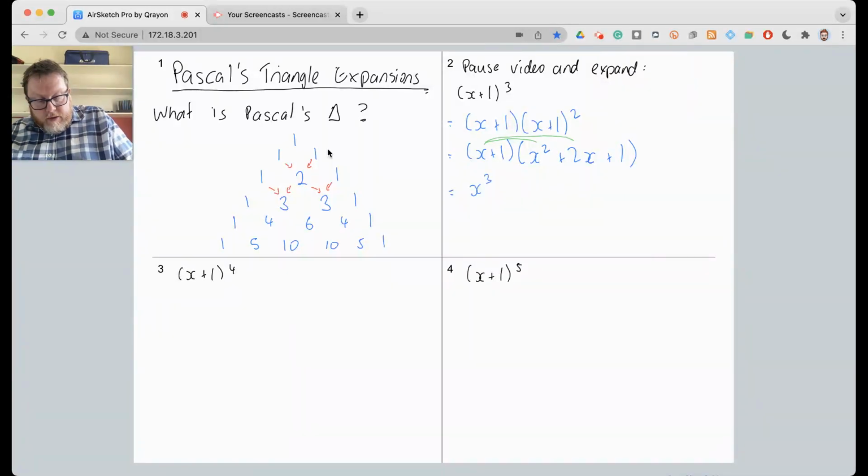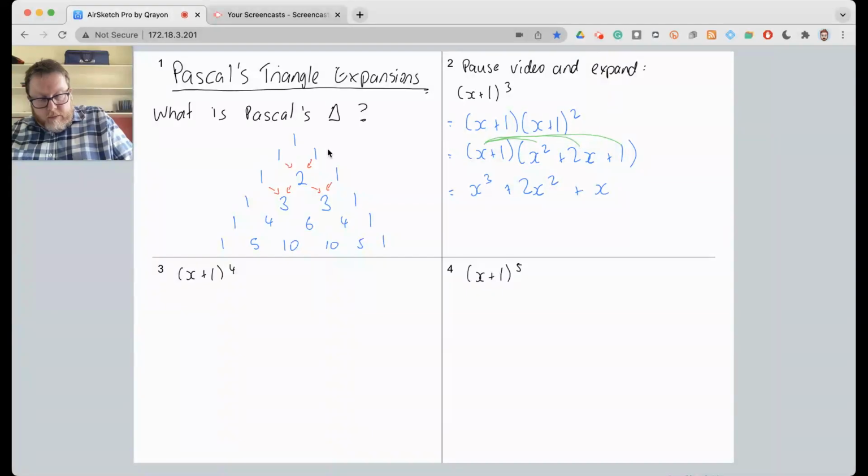Again, you could use the box method. I'm just using the chicken beak method myself. You don't have to draw these lines in if you don't need them. I find it a useful visual aid. X times 2x is 2x squared. And then finally, x times 1 is equal to x.